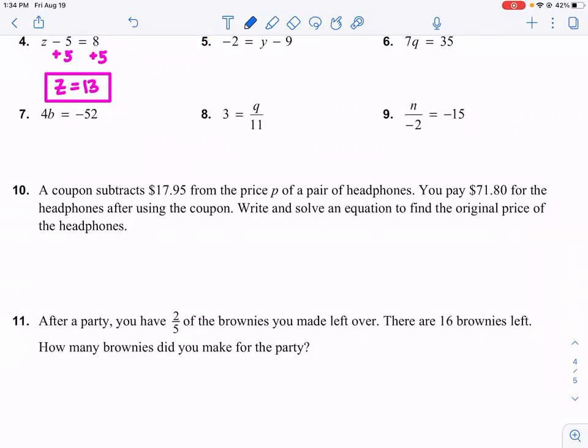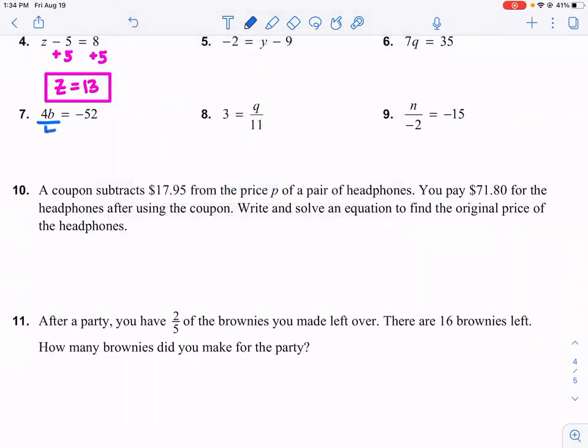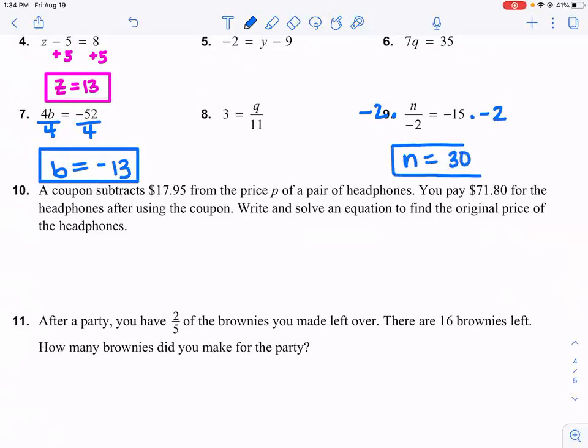Amelia, what do we do for number 7? Okay, we're going to have to divide both sides by 4. So B equals -13. Okay. Reagan, what about number 9? We need to multiply by -2 to get n equals 30.